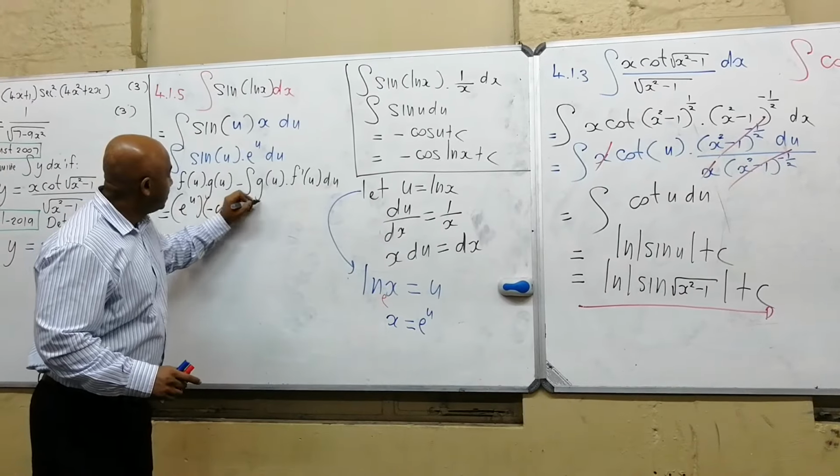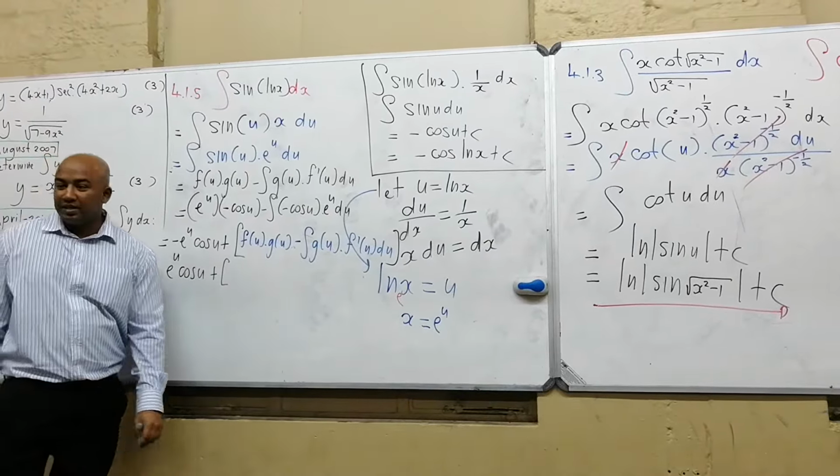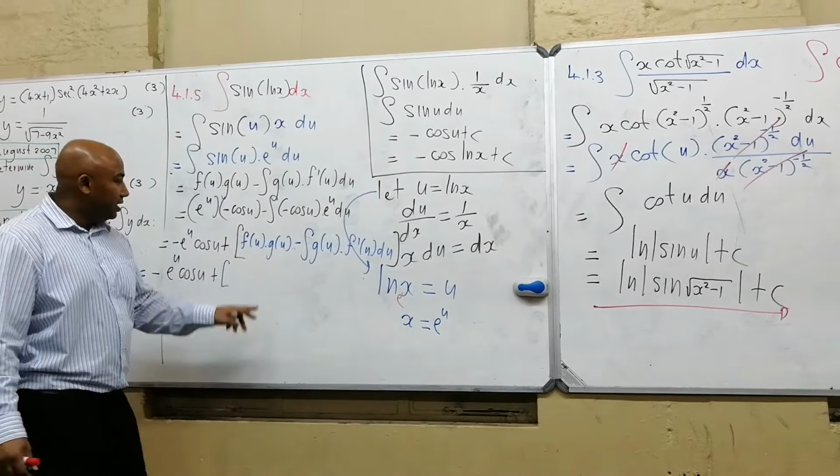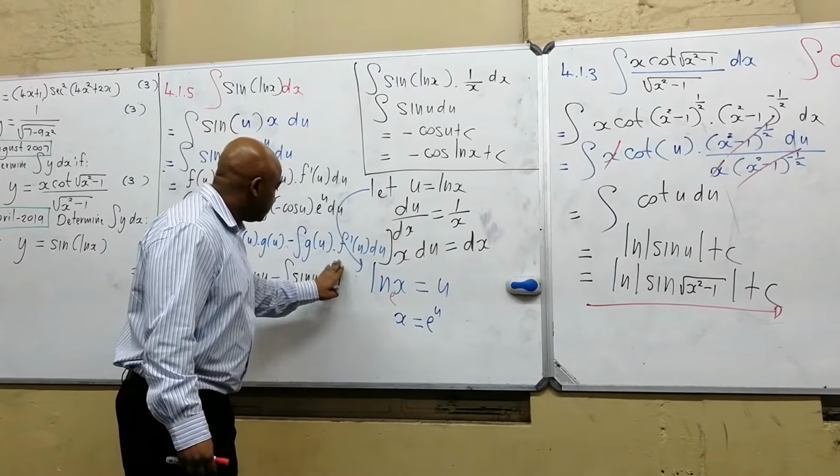So that's equal to minus e to the power u cos u plus, applying the formula for the second and last time, my f of u now is going to be e to the power u. This is g prime u, so when you integrate cos, it's a positive sign. Sin u, g of u again, sin u, and then f prime u is e to the power u du.